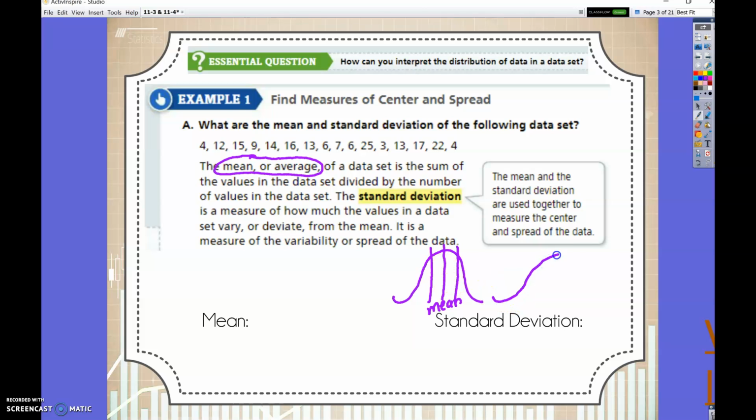Whereas if I had a curve like this, my mean would be in that middle there, but it would be pushed out a little bit more to include most of my data. My standard deviation would be a little bit farther out. The data is spread out more.